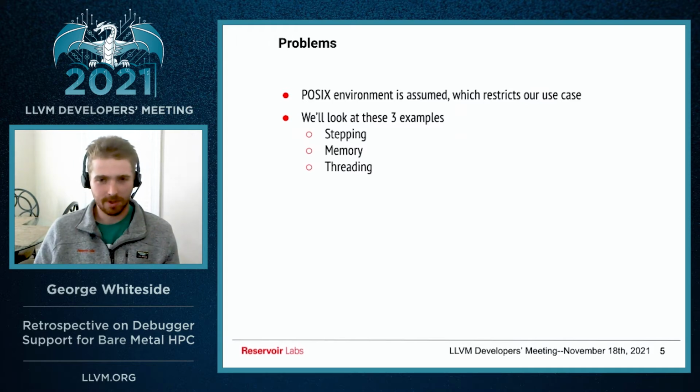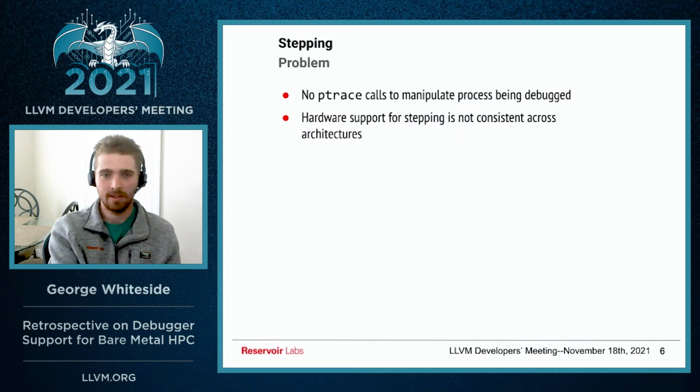And we noticed a recurring theme with these as we kept working on them, which is LLDB assumes that its targets have a POSIX environment or are operating in a POSIX environment. That's very restrictive for our use case. And we'd like to take a look at 3 specific examples, starting with stepping.